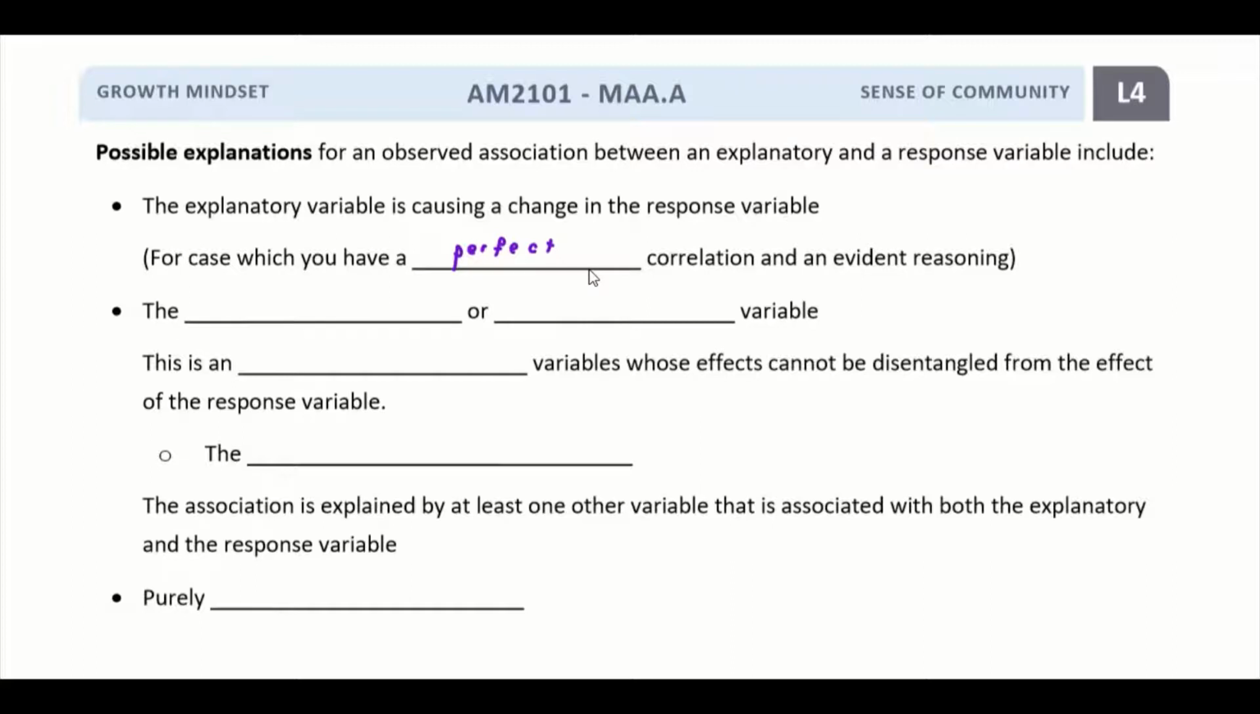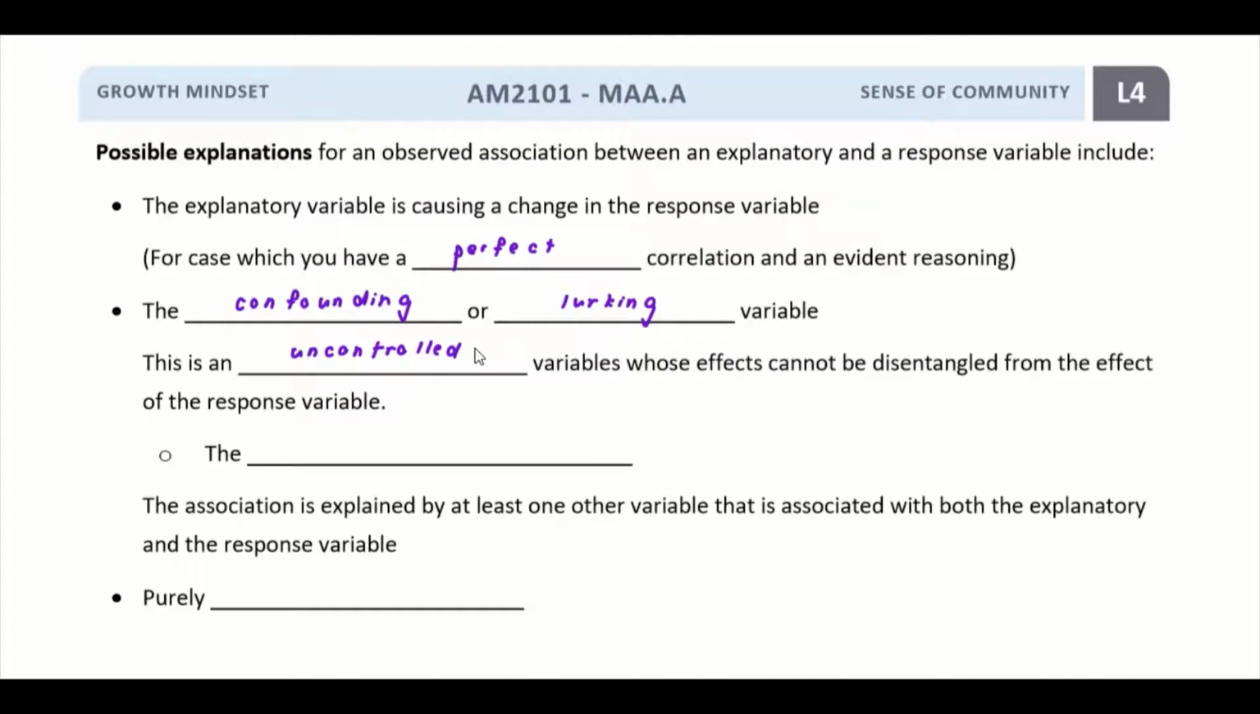There's no other chance that any other thing can happen, right? So this is like a perfect correlation. Okay, then the second thing is called the confounding or lurking variable. This is an additional variable, other than your explanatory variable and the response variable. It is an uncontrolled variable whose effect cannot be separated from the effect on the response variable.